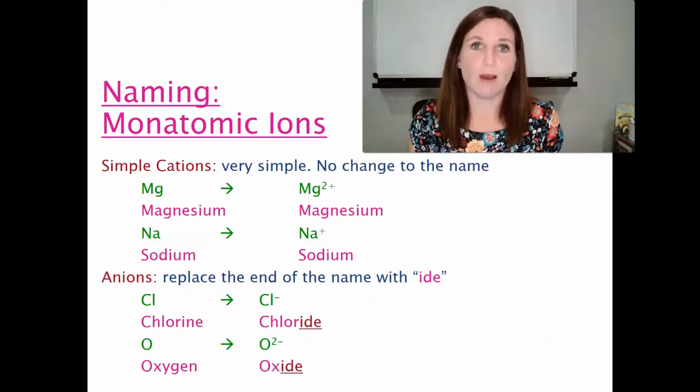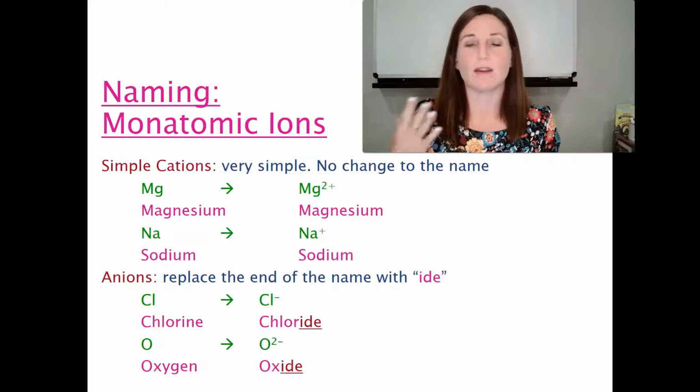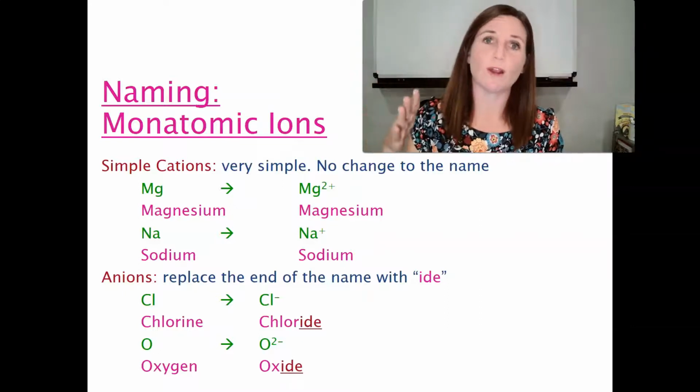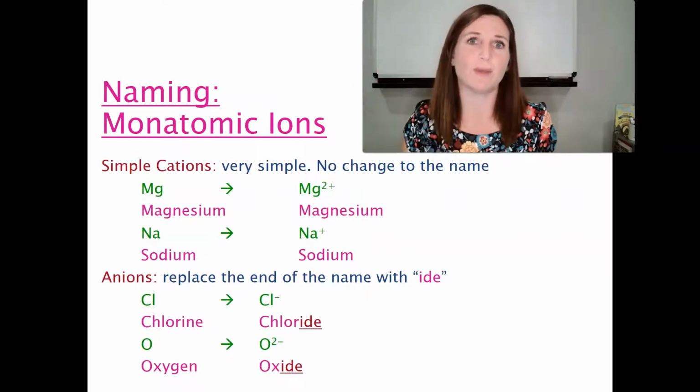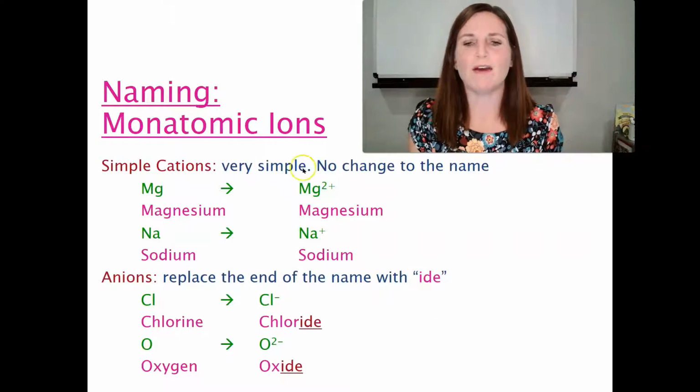So when it comes to naming monatomic ions, there are two simple rules. One for things that are cations. Remember, cations are positive and cations are the metals, so that lower left section of the periodic table. These are the easiest ones to name. Their name stays the same. The name of their cation is exactly the same as their original element.